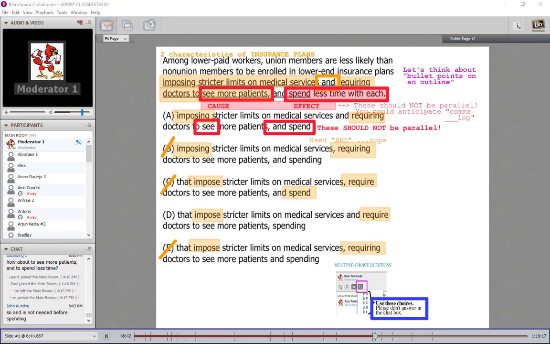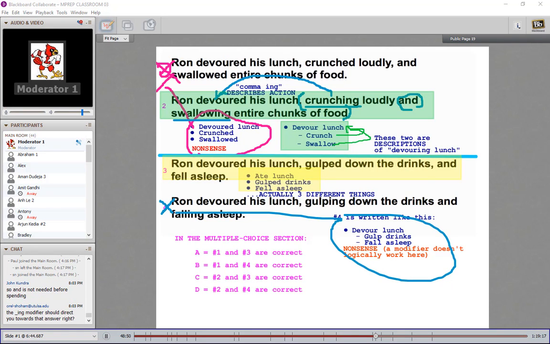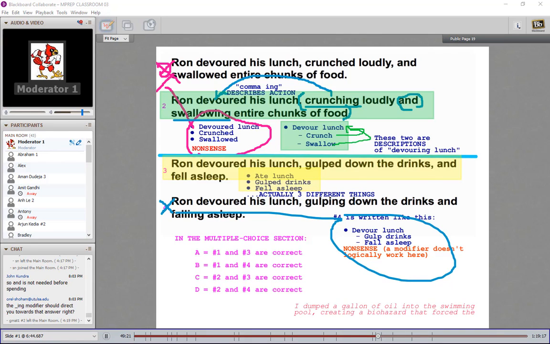Whereas, again, you have this comma ing relationship, which is fantastic. Same sort of thing as this one here. Devoured his lunch, comma, blah, blah, blah. Or as a simpler illustration of that, immediate cause and effect. Like if I dumped a gallon of oil into the swimming pool, comma, creating a biohazard that forced the closure of the pool.